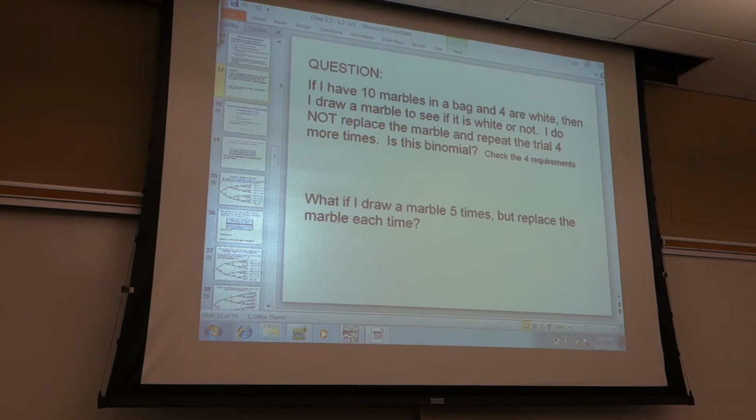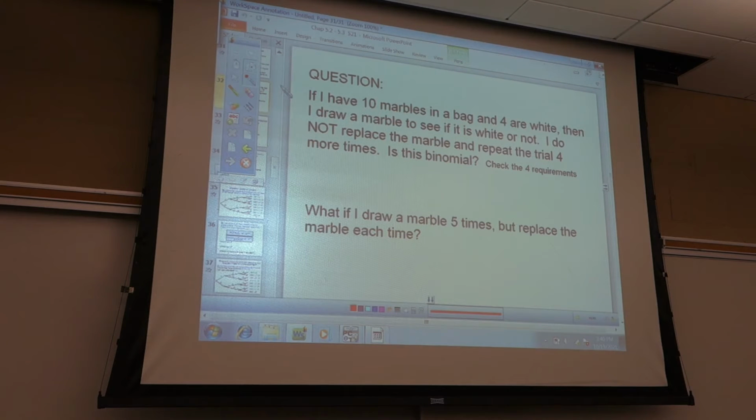All right, so here's a question. Alex, read for me. If I have 10 marbles in a bag and 4 are white, then I draw a marble to see if it is white or not. I do not replace the marble, and I repeat the trial 4 more times. Is this binomial? Okay, everyone check the 4 requirements. You've written them down. Is it binomial or not? Talk to your neighbors, 15 seconds.